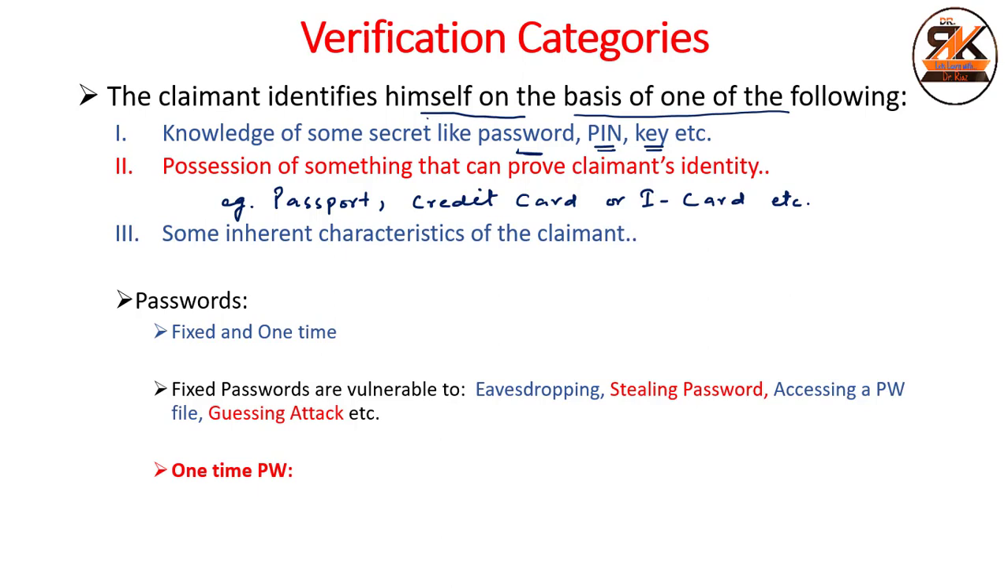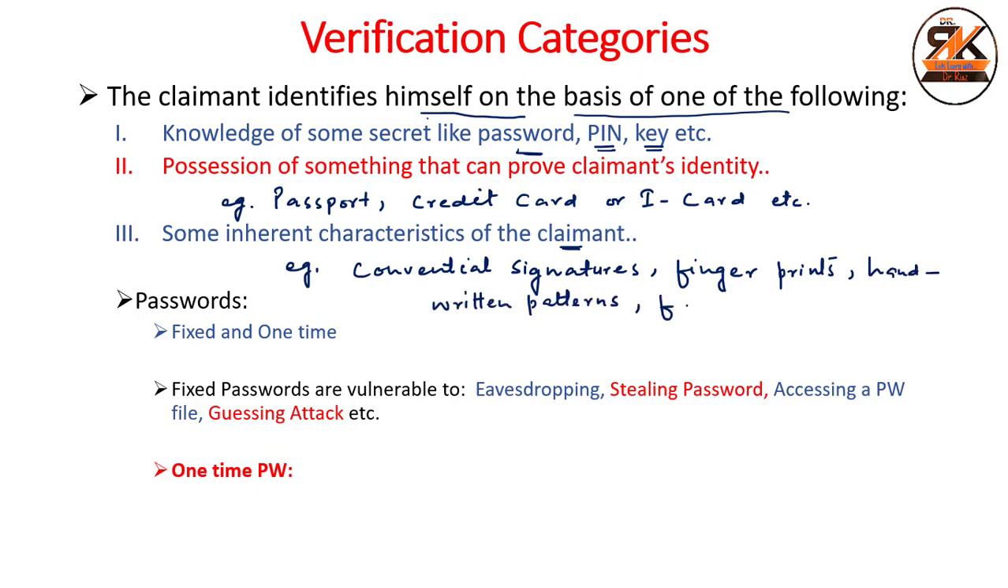And the third way of proving one's identity is some inherent characteristics of the claimant. The claimant is one who wants to prove its identity, and in that case you can have examples such as conventional signatures of that particular user, fingerprints, handwritten patterns, and facial characteristics. There can be other parameters by which Alice, the claimant, can prove her identity.